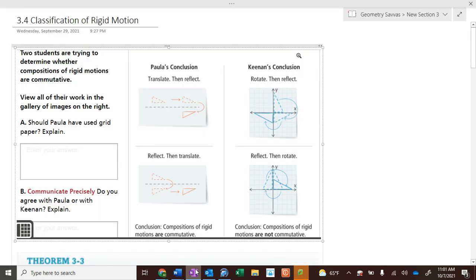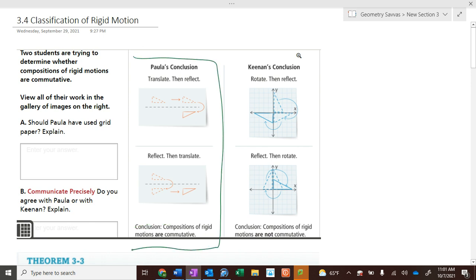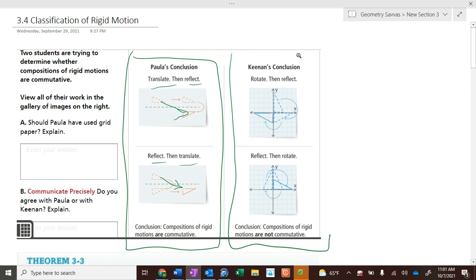Okay, here we go. For this assignment, we're looking at multiple rigid motions. Here we're comparing Paula to Keenan. Paula says that rigid motions, when we do a composition of transformations, are commutative because you can do it in either order. You can translate first, then reflect, or reflect and then translate, and the same figure will end up in the end. Keenan says, no, that's not right.